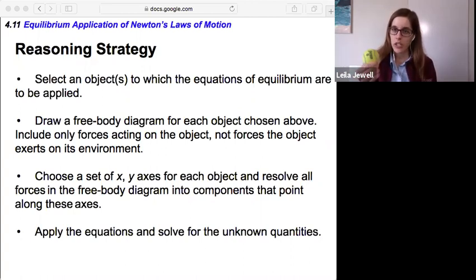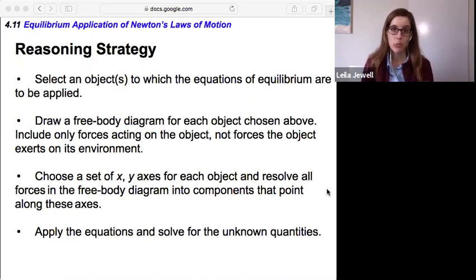And draw the forces acting on the object, not forces it exerts on its environment. So this is just saying, okay, what does the ball experience, not how does the ball exert a force on the world around it. Then choose a set of x and y axes for each object and resolve forces in the free body diagram into components that point along these axes. Note, when you choose your axes, they don't have to be side to side and up and down. As we saw in the ramp example, we can choose them to line up with an angled scenario. We'll see an example of that in just a moment.